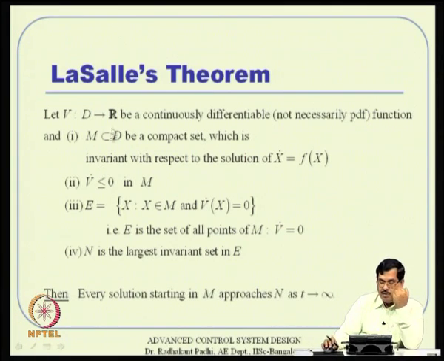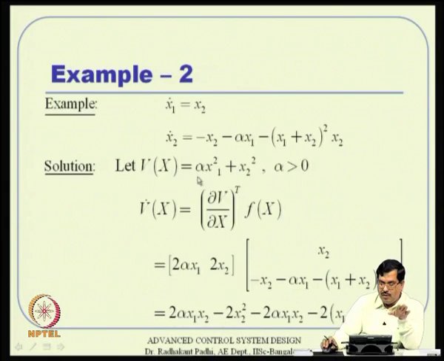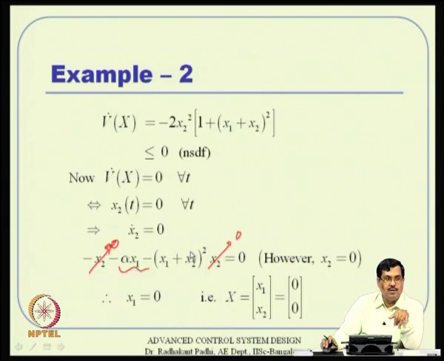So, M is a compact set which is an invariant set with respect to the solution. That means it is either something like an equilibrium point, a limit cycle, a solution trajectory, or whatever we discussed before; it has to be one of those. Then V dot is negative semi definite in that particular set, and then we will define a set E for which this V dot is equal to 0. All the examples we studied will satisfy that.